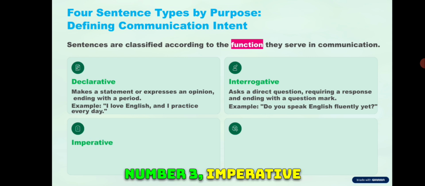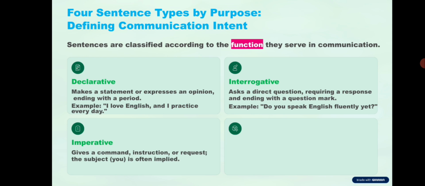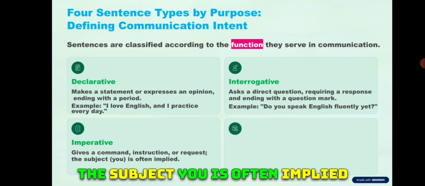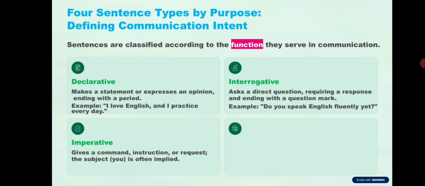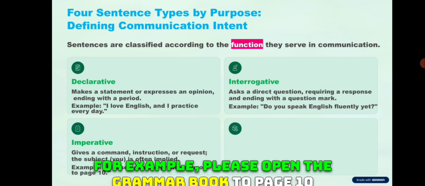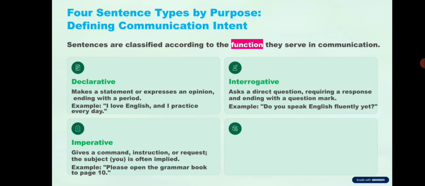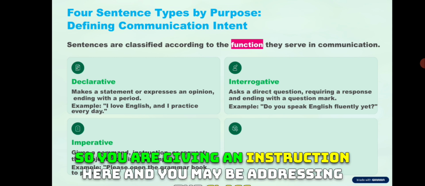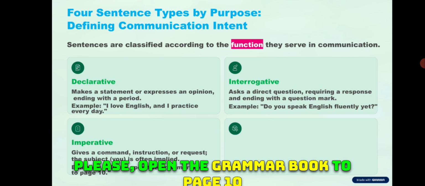Number 3, imperative. An imperative sentence gives a command, instruction, or a request. The subject you is often implied. It is hidden. For example, please open the grammar book to page 10. So you are giving an instruction here, and you may be addressing the class. Please open the grammar book to page 10.